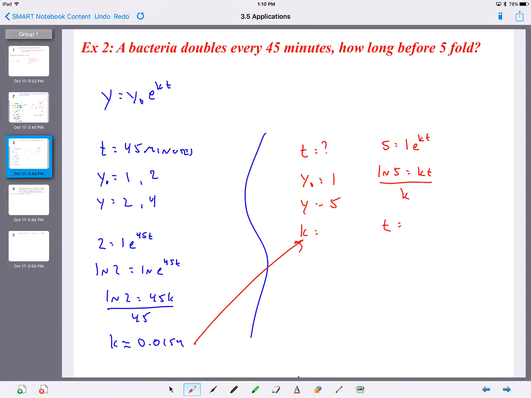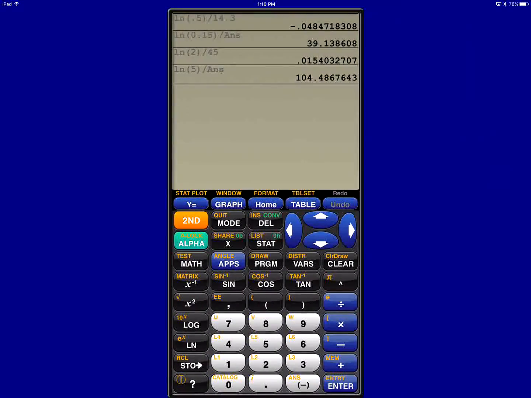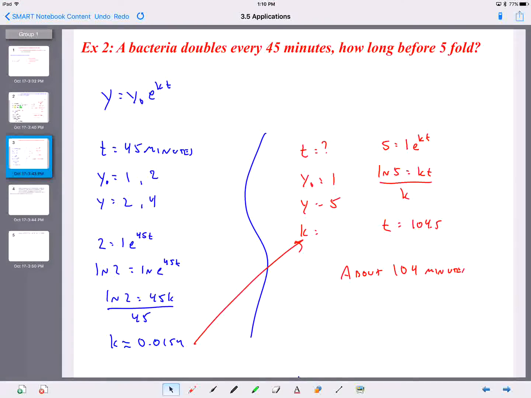So t was approximately 104.5 minutes or whatever. So we'll say, to go from 1 to 5, 2 to 10, fivefold, it takes about 104 minutes. I put 104.5, but it's 104.48, so we would round to 104. So approximately 104 minutes.